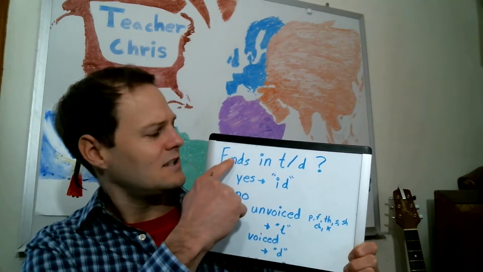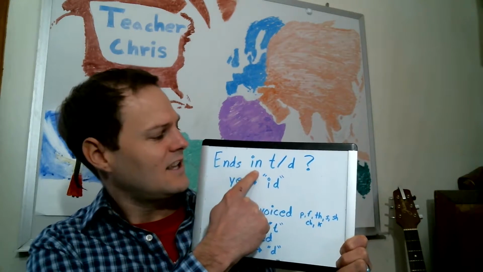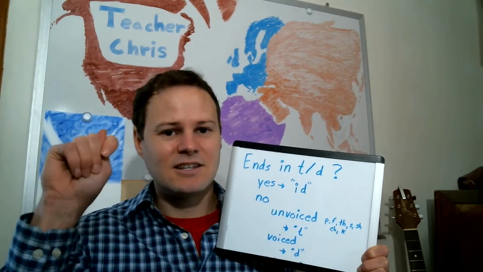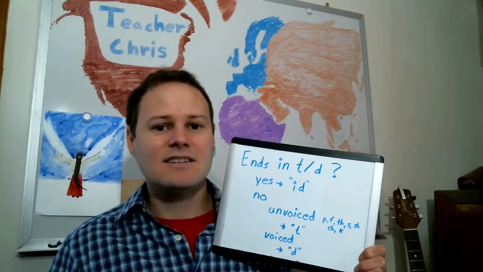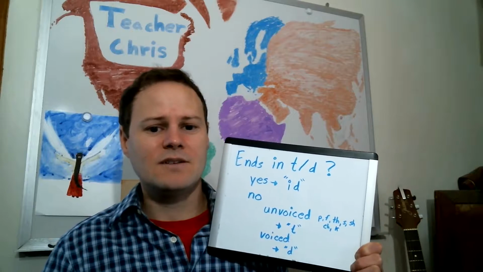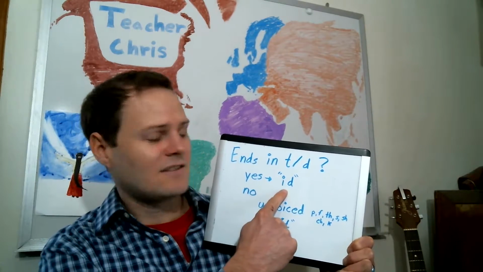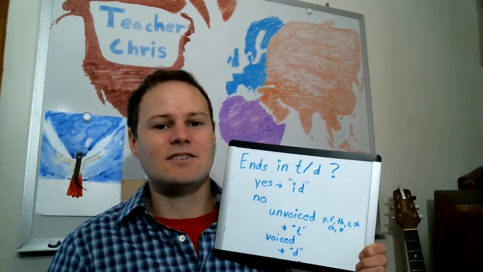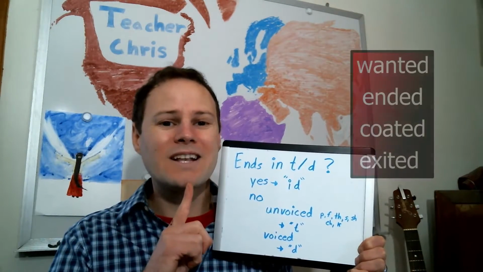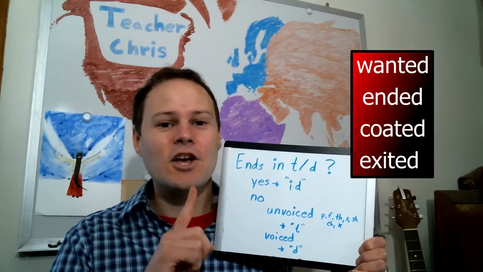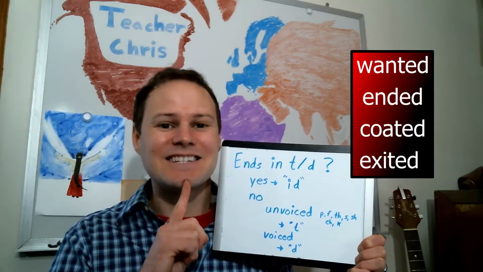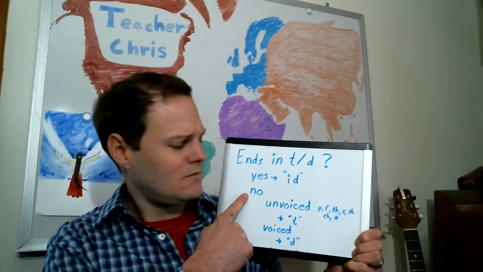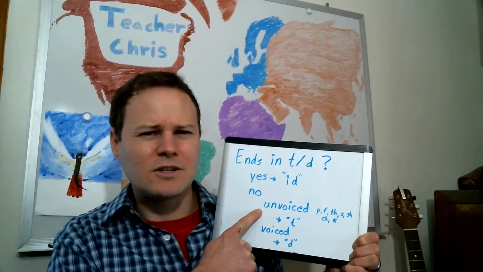The first one is, does the verb end in a T or a D? T or D. Want ends in a T. End ends in a D sound, right? So, if that's the case, your work is done. You just need to add an id sound. Id. Wanted, ended, coated, exited. Right? Pretty simple. If the answer is no, then you have to go a little bit more into depth.